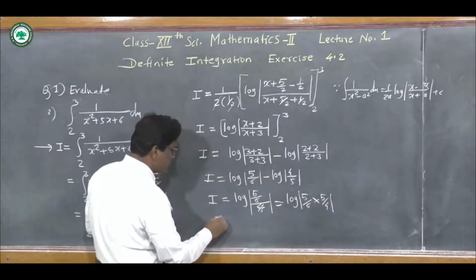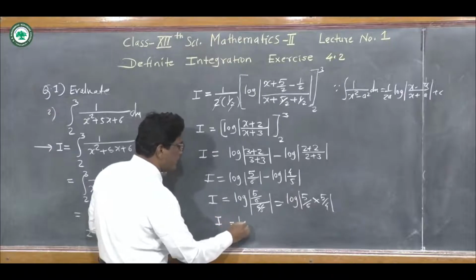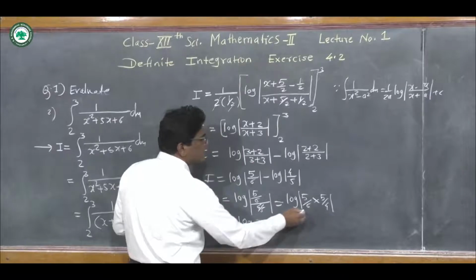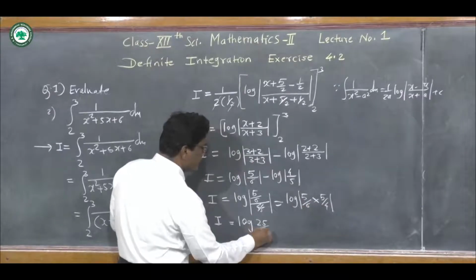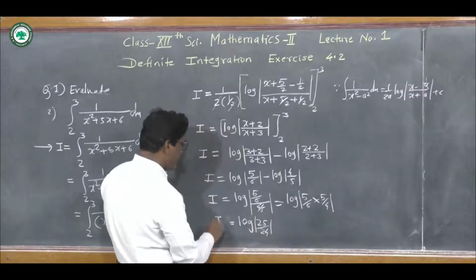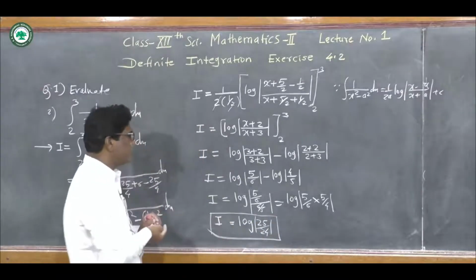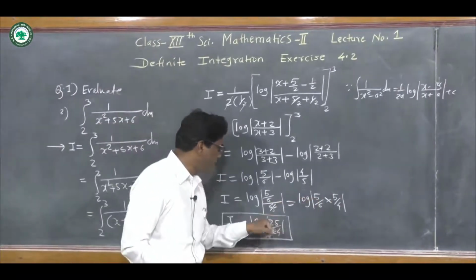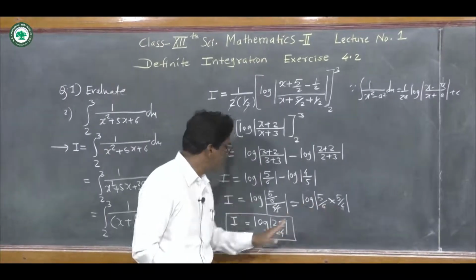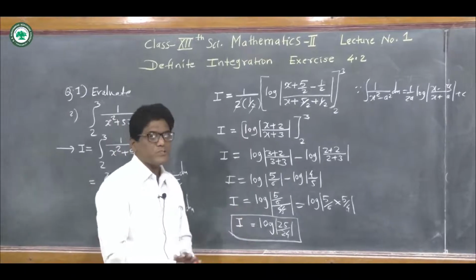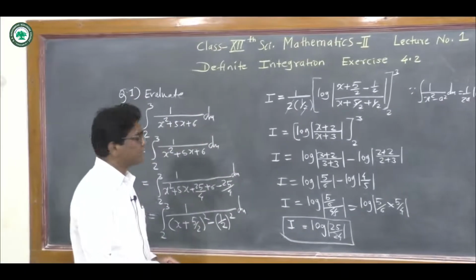And therefore the final solution is I is equal to log of 5 5s are 25 and 6 4s are 24, so 25 upon 24. Log of 25 upon 24. 5 5s are 25 and 6 4s are 24. So this is the final solution. We highlight this solution and take the screenshot.